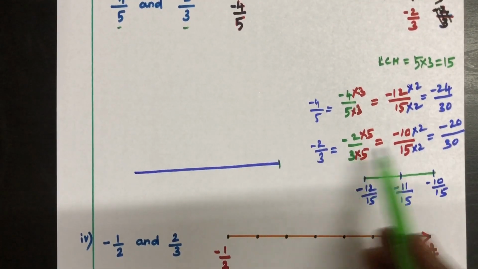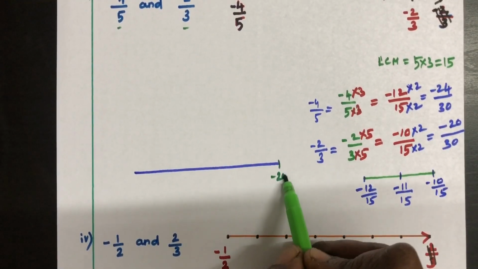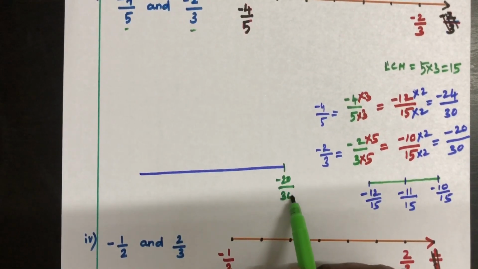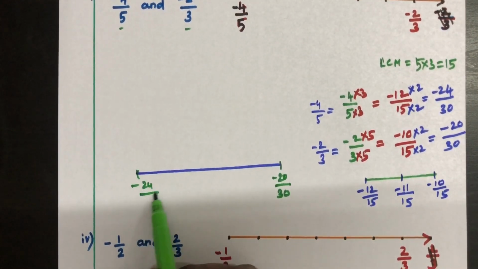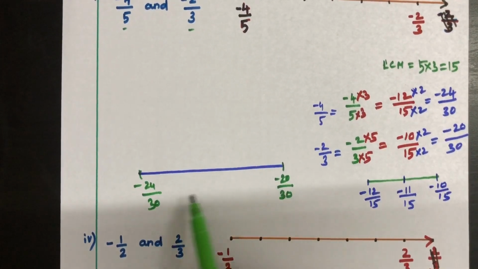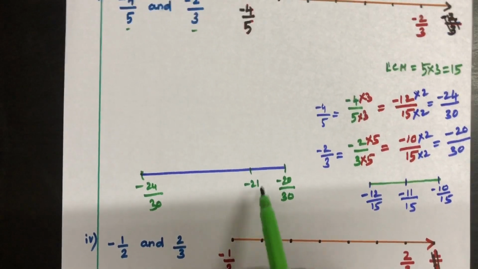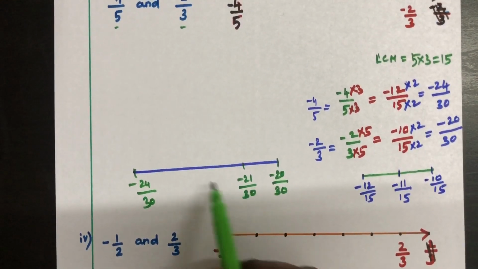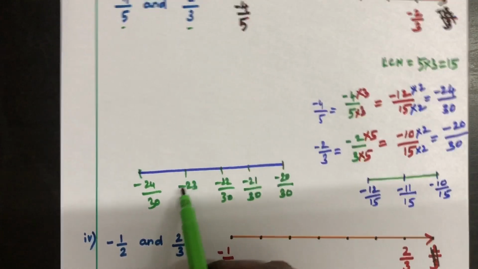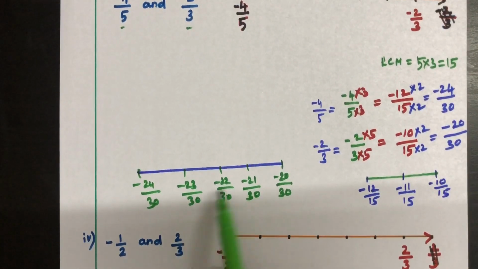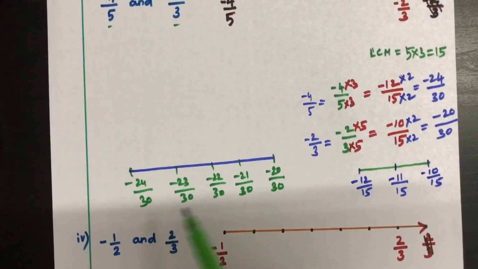See, for this we will have minus 20 by 30. For this we can have minus 24 by 30. So how many are possible? Minus 21 by 30, minus 22 by 30, minus 23 by 30. Here also we are short of 2 more rational numbers. So this also won't work out.